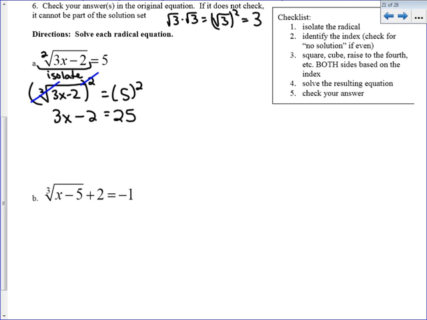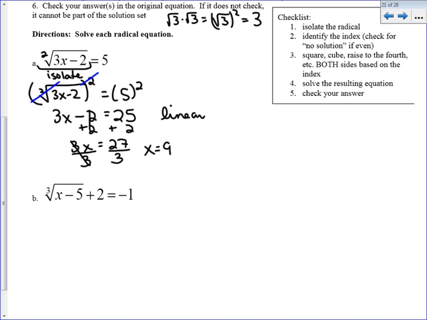And now that there's no square roots, we can solve this. So question, what type of equation are we dealing with? Linear. So I don't have an x squared, you might. But this is a nice linear equation, which means we just want to get our x's on one side, our numbers on the other. So I'm going to add 2. So I have 3x equals 27 and divide by 3. So x equals 9.